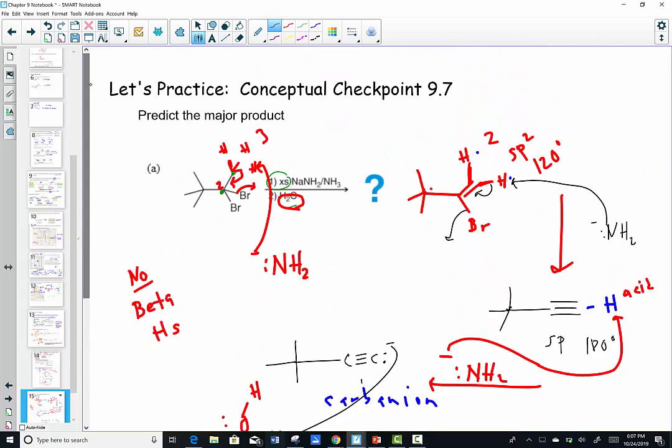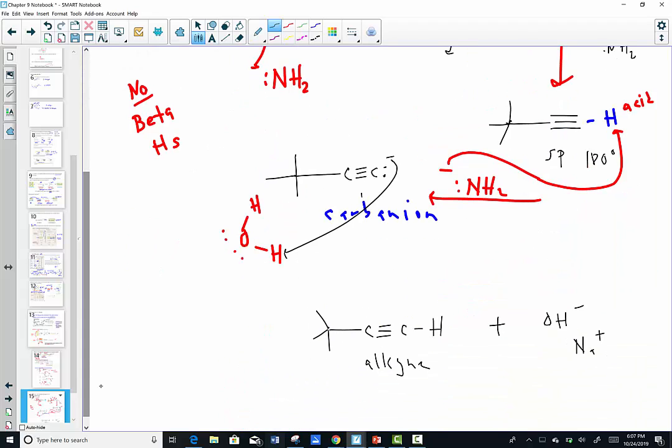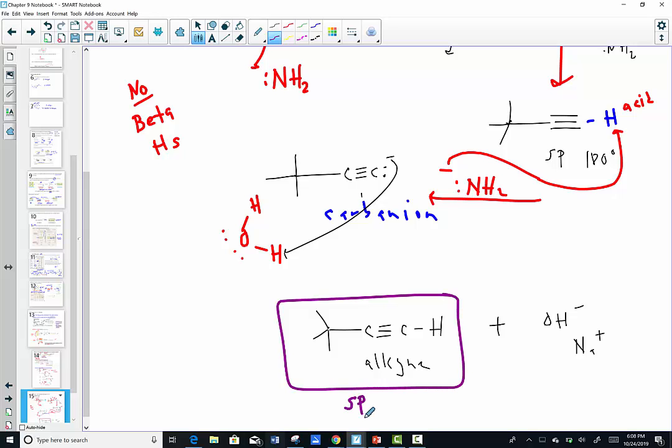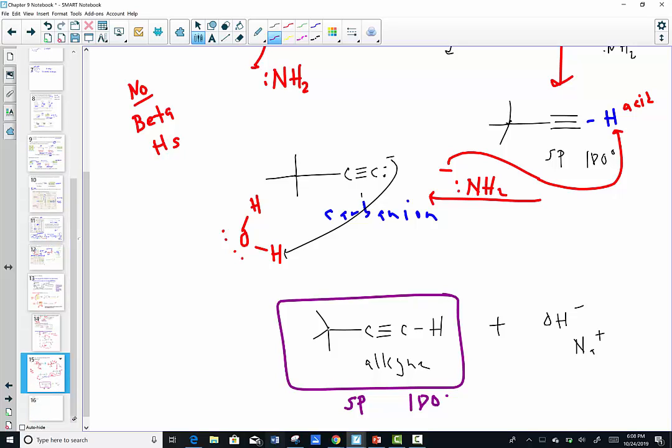Ultimately, it just simply asked, what was the major product? And I rambled. All you had to write about was the terminal alkyne that is produced. And notice it is sp hybridized. At the end is a terminal hydrogen based on reprotonating with the water. And make sure you notice it's 180 degrees when you draw that.